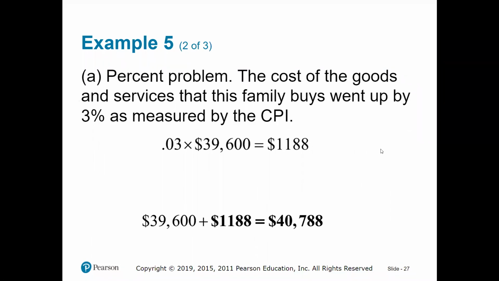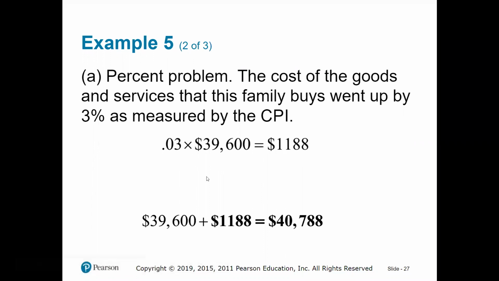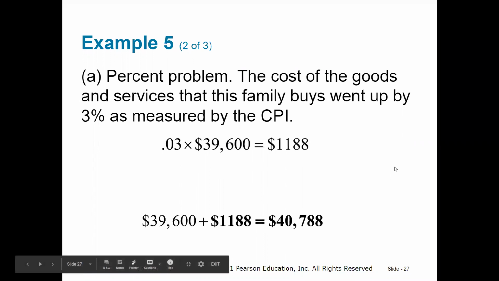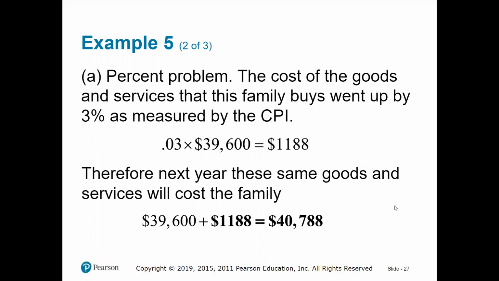So this is a percent problem. The cost of the goods and services that this family buys went up by 3% as measured by the CPI. So the first thing you have to do is figure out what that 3% would be, and then you add it on to what they were living on. So therefore, the next year for these same goods and services will cost the family $40,788.